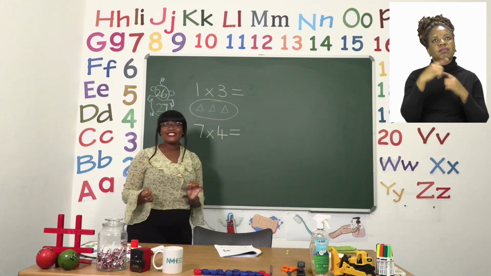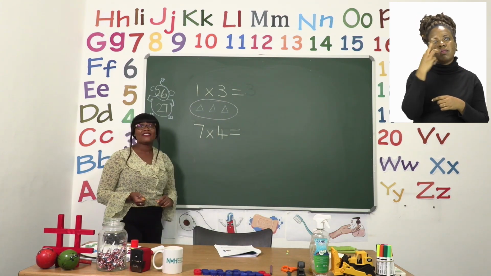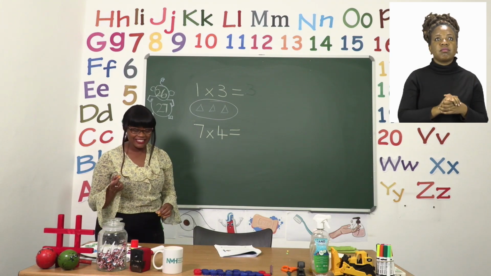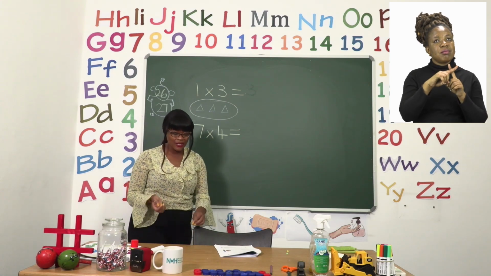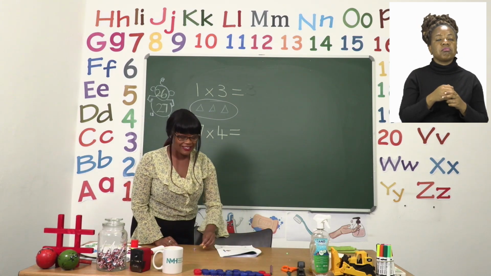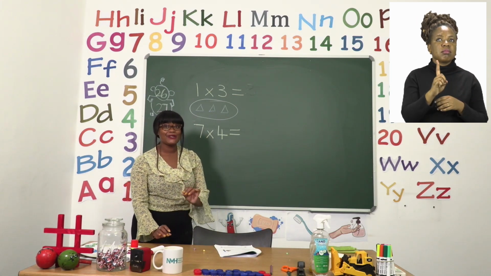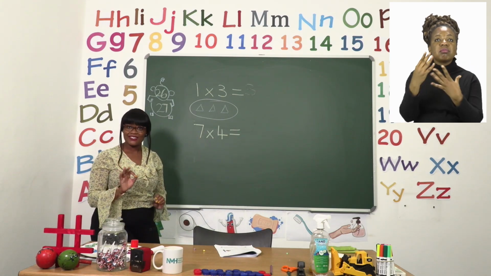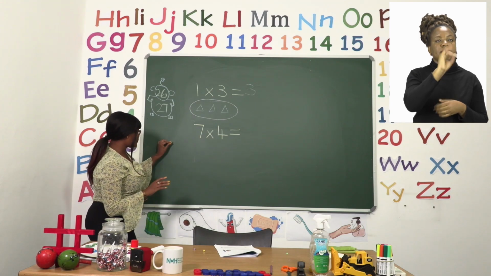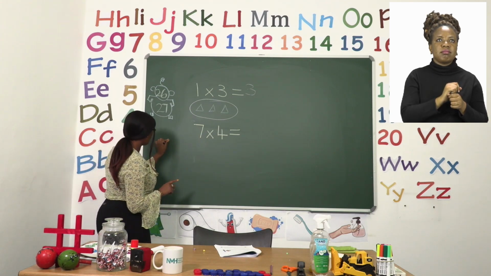Now, let's try the next one that says 7 sets of 4 or 7 times 4. The first thing we need to do, my dear friends, is to draw how many sets? 7. So let's go. We're going to count together.